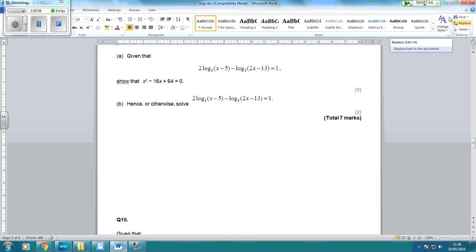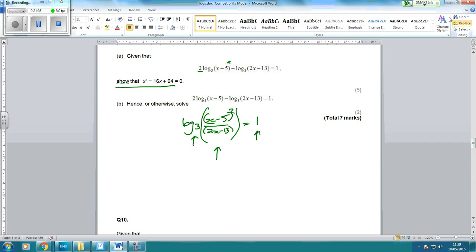Okay, so next one. Given that this, again, all we've got to do is rearrange this so that it equals this thing here. So we deal with this 2 by bringing it up to here. We then got a log take away a log. So that's going to be log to the base 3 of x minus 5 squared over 2x minus 13, and that equals 1. So then we've got this whole thing here, and this thing to the power of this thing equals this thing. Again, it's the same thing over and over again.